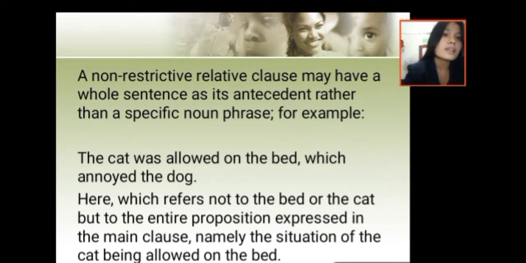A non-restrictive relative clause may have a whole sentence as its antecedent rather than a specific noun phrase. For example, "the cat was allowed on the bed, which annoyed the dog." Here, "which" refers not to the bed or the cat, but to the entire proposition expressed in the main clause, namely the situation of the cat being allowed on the bed.